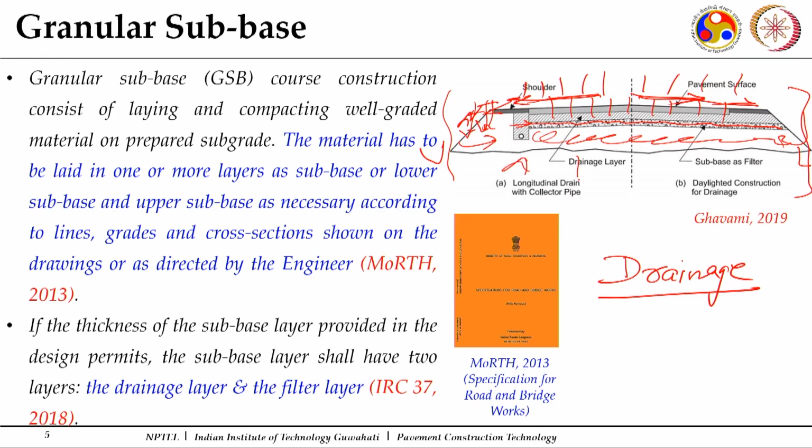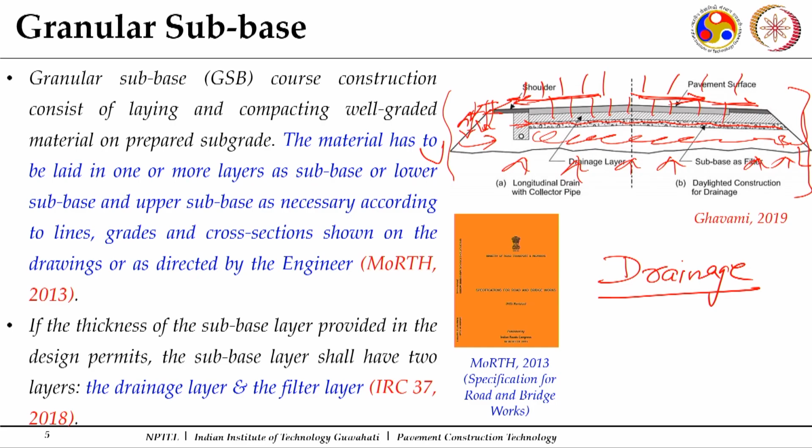And there may be, in case of high water table, the water may make your subgrade also saturated. So different conditions can arise which can lead to intrusion of water in your pavement structure also. Now, if there is some intrusion of water in the pavement structure, we should give a dedicated path for the water to get out of the pavement structure.